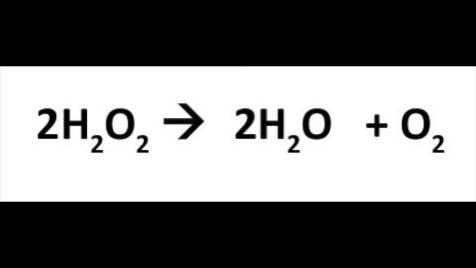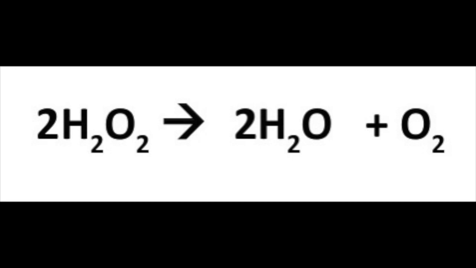Yeast is a catalyst for the reaction, meaning that it's something that speeds up the reaction. All it does is speed up what's already going on with the hydrogen peroxide and makes it more noticeable. When it's added to the hydrogen peroxide, H2O2 breaks down into water, H2O, and oxygen gas, O2.